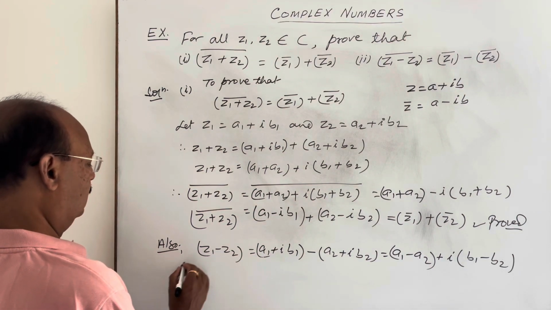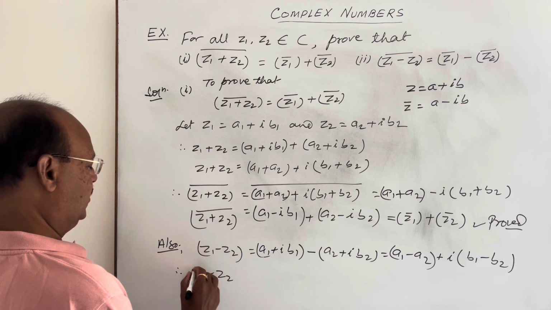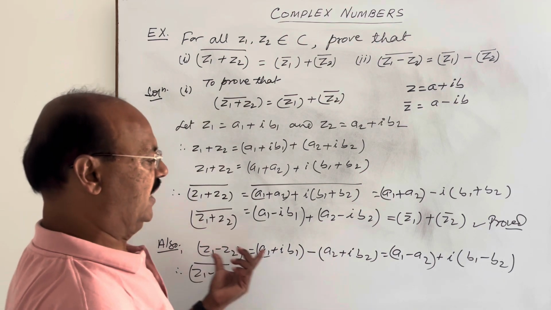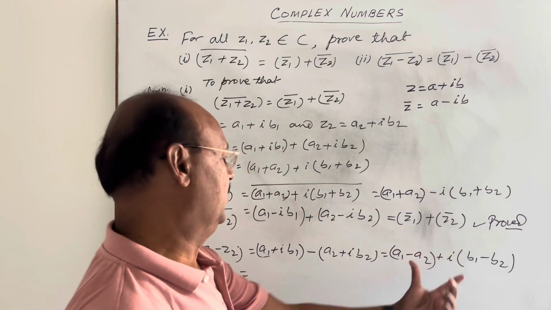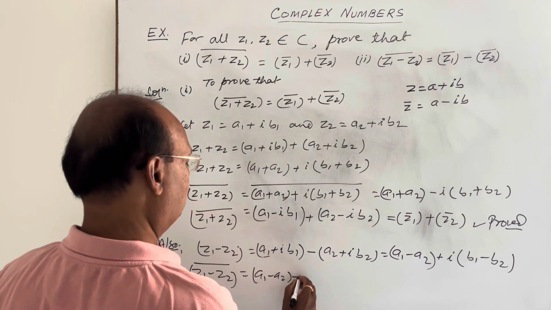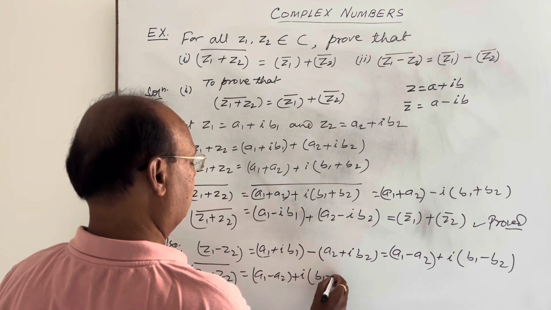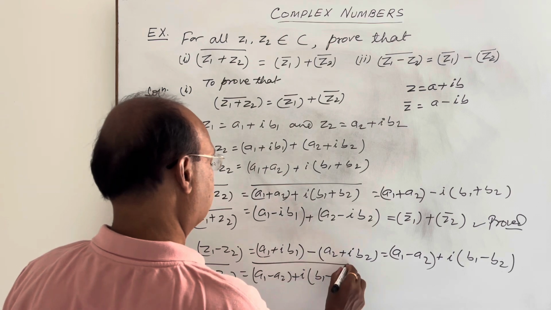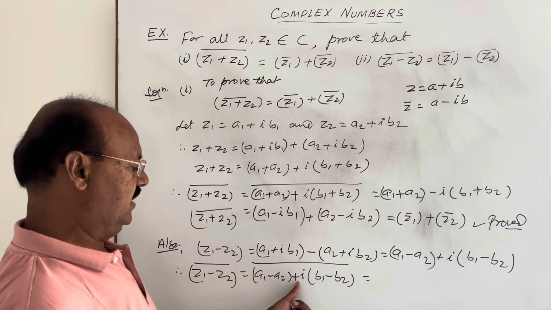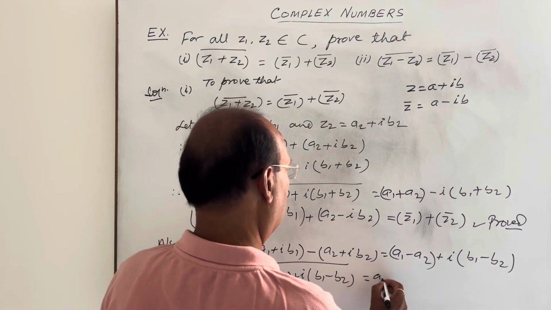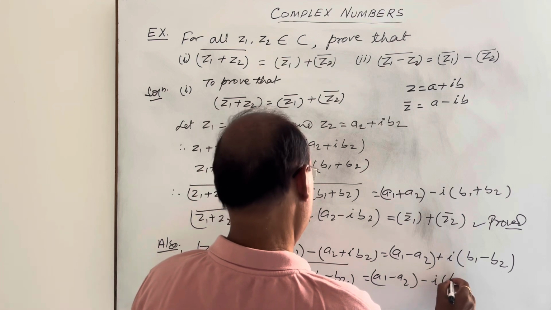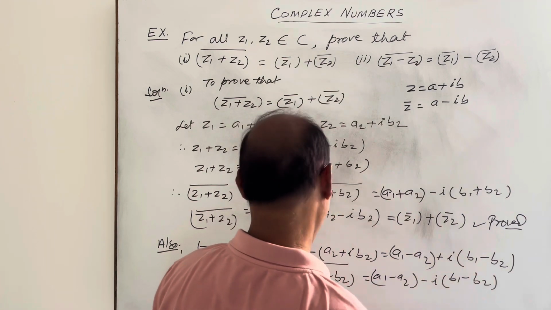And therefore, conjugate of Z1 minus Z2, this whole bar, is equal to, Z1 minus Z2 is this much. So conjugate of this much. So this is A1 minus A2 plus I B1 minus B2, this conjugate. So this sign will be changed. This will be minus here. So this is A1 minus A2 minus I B1 minus B2.